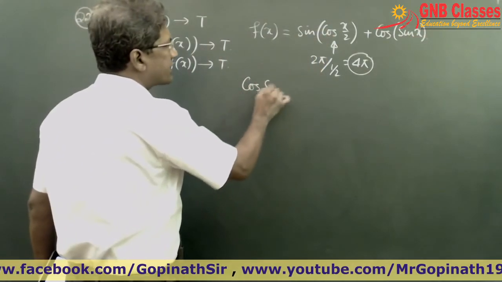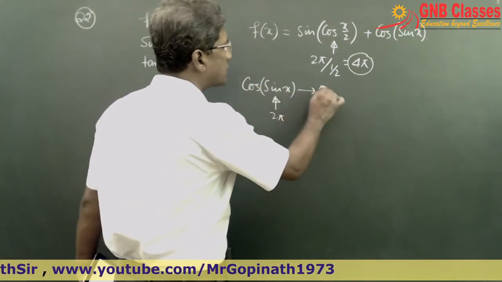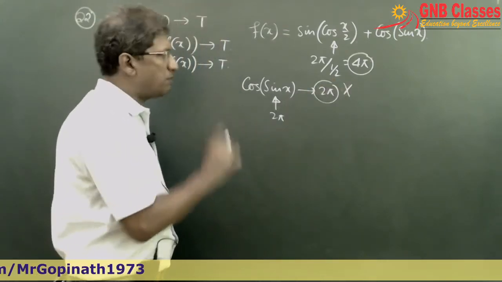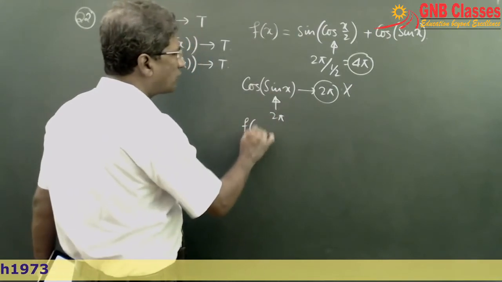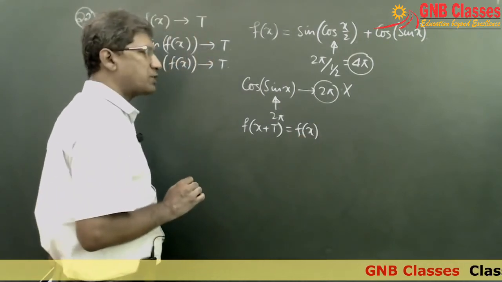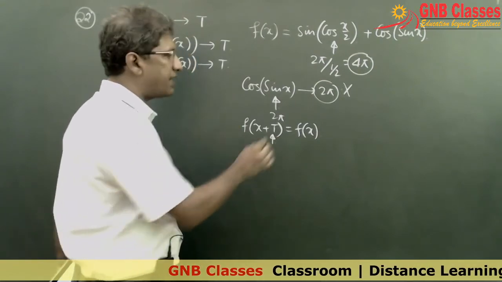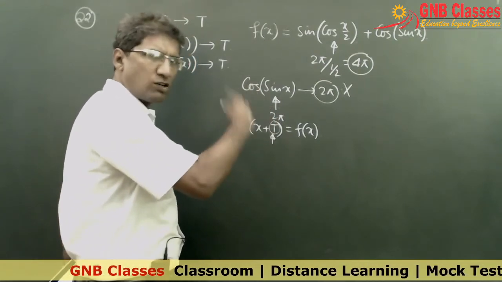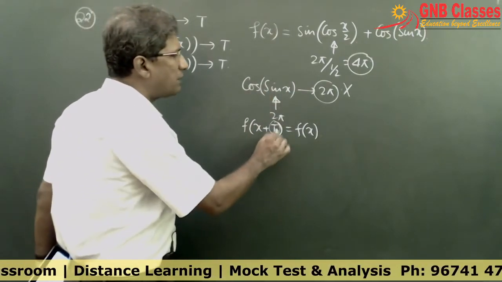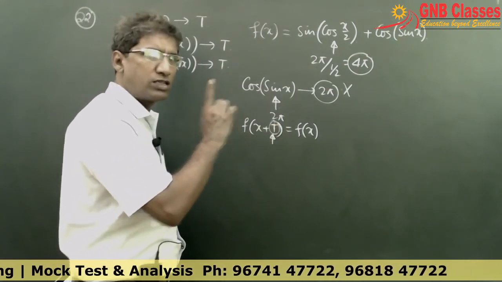See, cos sine x, the period of sine x is 2 pi, therefore its period will be 2 pi. Is it clear? But this is not correct. Remember, what was the definition of period? If the function f of x plus t is equal to f of x, then the least value of t, that is the fundamental period, will be the period of that function. Period means we are always talking about the fundamental period. So the fundamental period of that function will be t, where t is the least value among those periods.